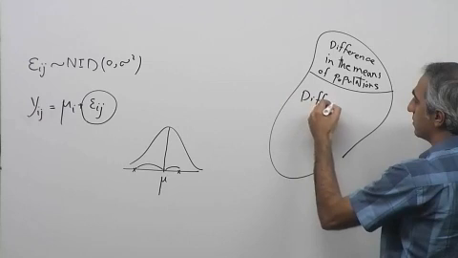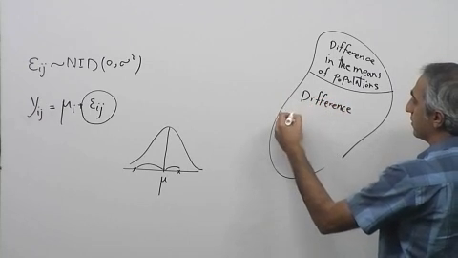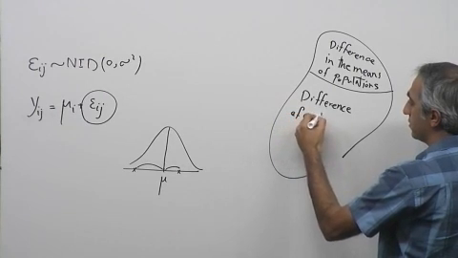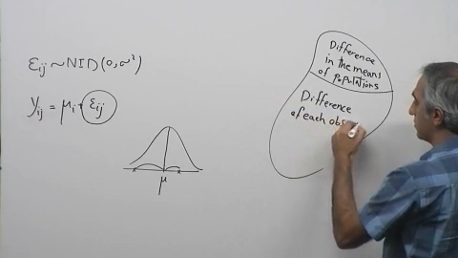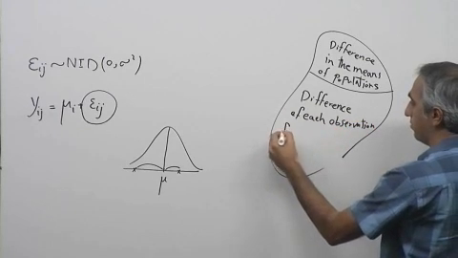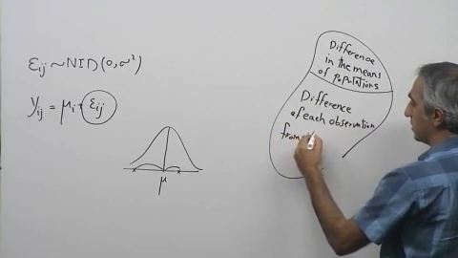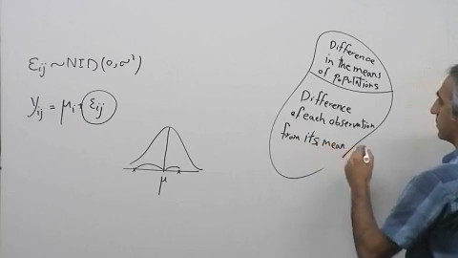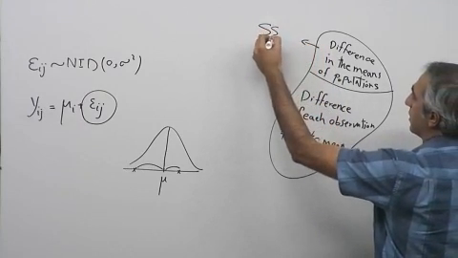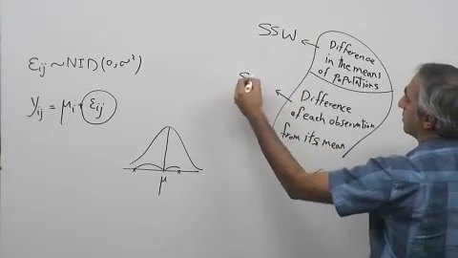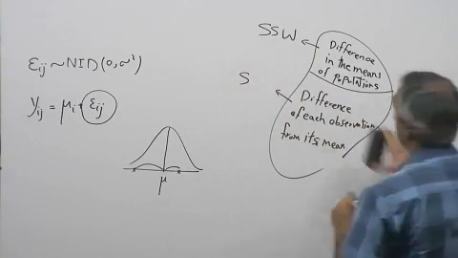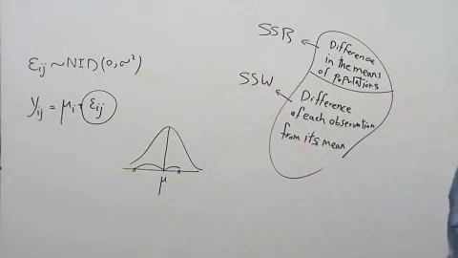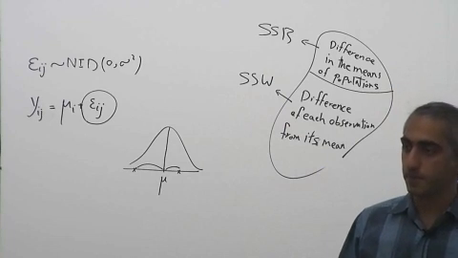So the second part is the difference of each observation from its mean. So this is called SSB, or sum of squares between. This is called SSW, sum of squares within.